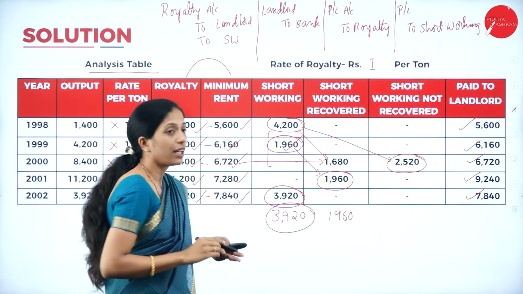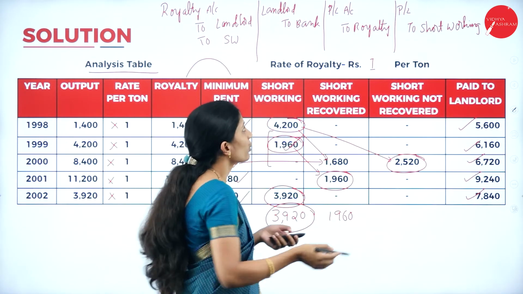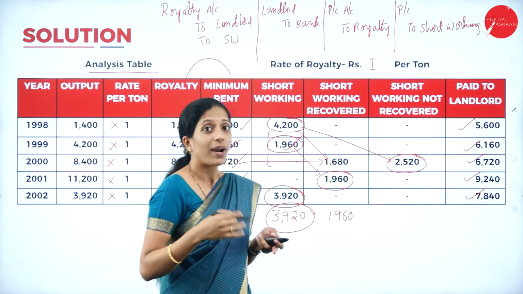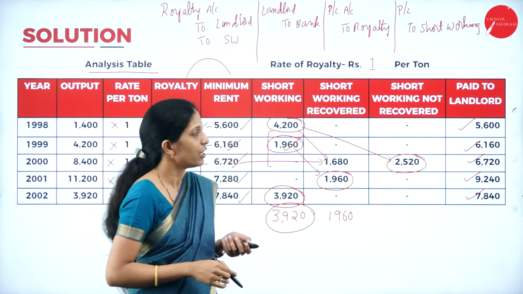So in the fourth year, you are not going to transfer anything to the profit and loss account. Okay, so no need of the last entry. So why no need of the last entry? Because you are not going to transfer anything to the profit and loss account.